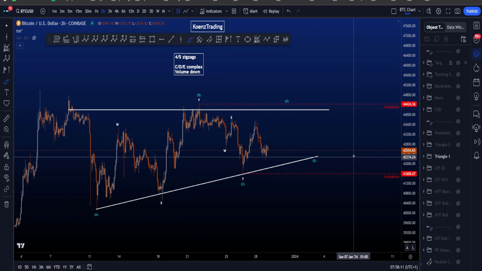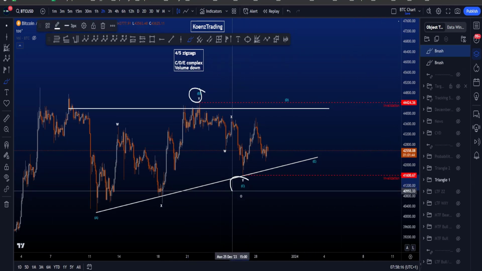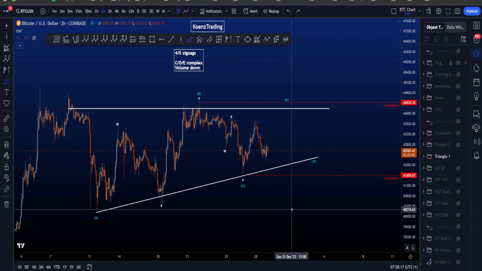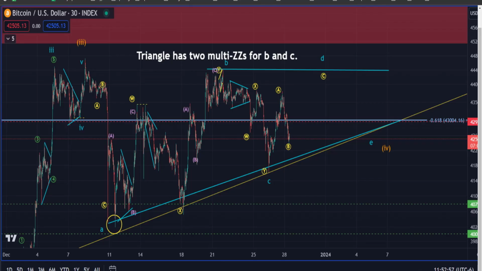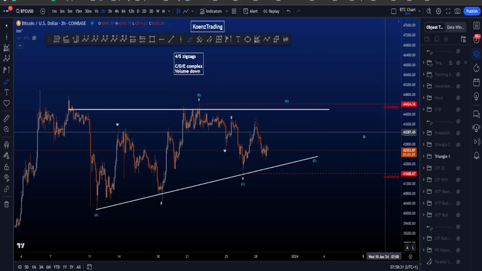But what is important in this triangle and what we don't like to see is what happened in wave B and what happened in wave C, which was also posted by GZ in the Discord group, which you can see over here, where he also wrote this triangle has 2 multi-zigzags for B and C. And that is not what we like to see because it invalidates this particular triangle.